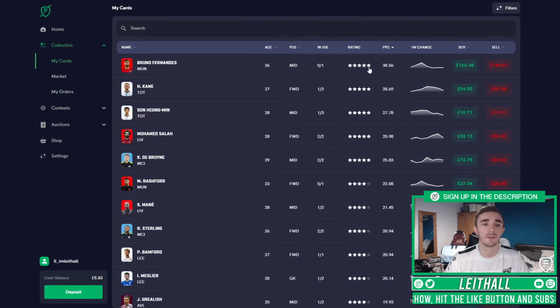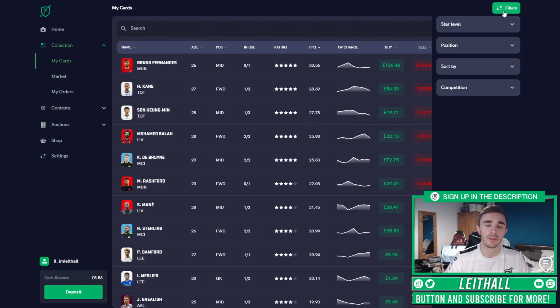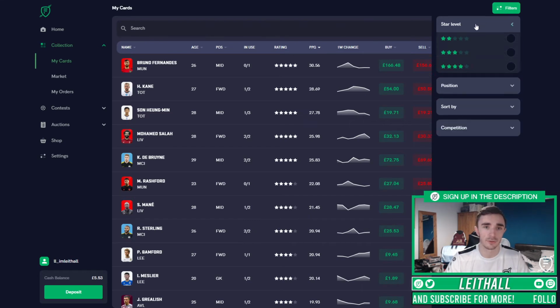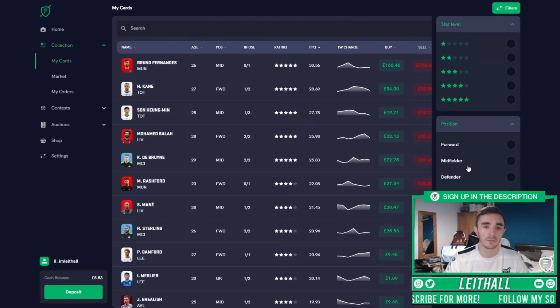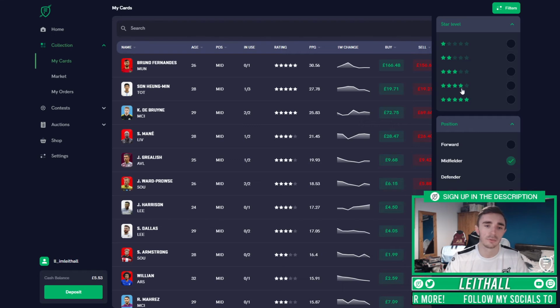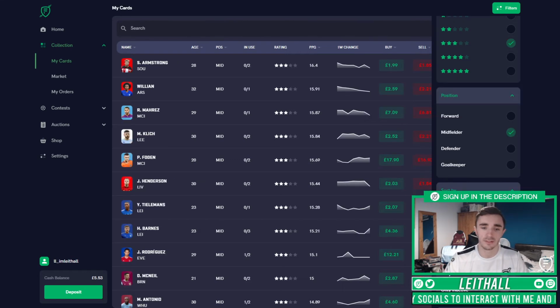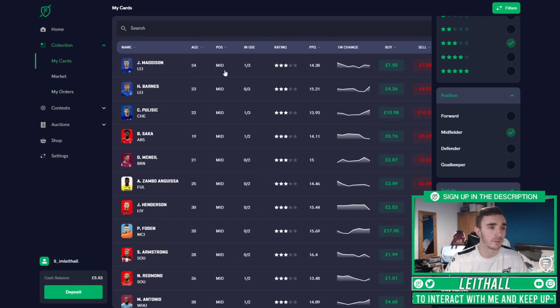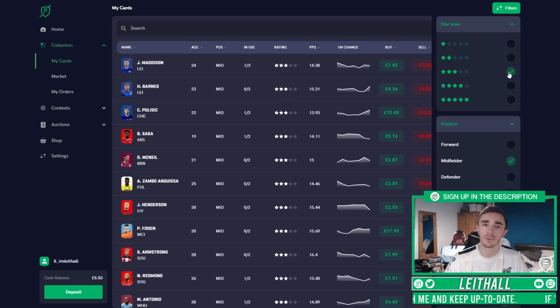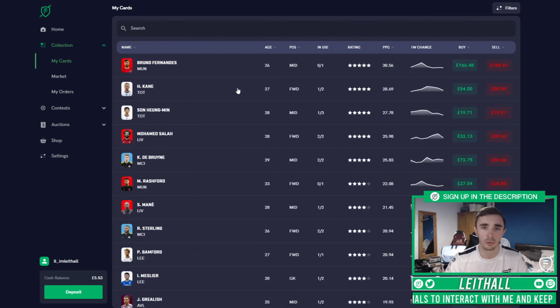As well as by filtering in certain orders up here, you've also got filters that you can click in the top right here, and you've got star levels, positions, different ways of sorting players. So I could look for 3-star midfielders and sort them in certain ways. So the players I've got most of, for example. So I have got 3 James Maddisons, who is a 3-star midfielder. So these filters are also very nice to navigate. You can then click into these players to get some more information on them.